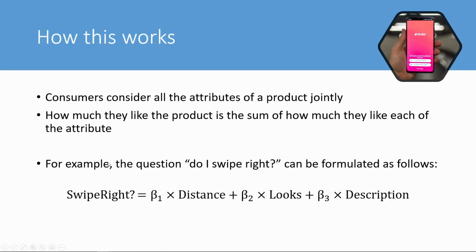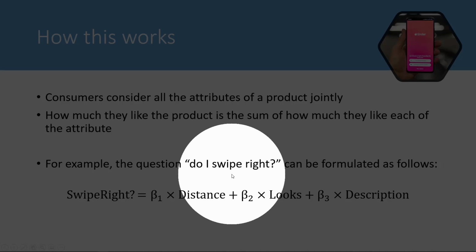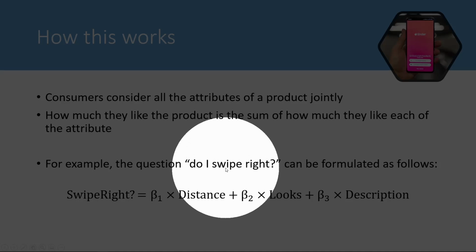So for example, let's say in the context of Tinder, you go to Tinder and you look at profiles and you swipe left and swipe right on these profiles. This is again a conjoint analysis context. So the y in this process is, do I swipe right? So if I swipe right, y takes the value of 1. If I swipe left, y takes the value of 0.